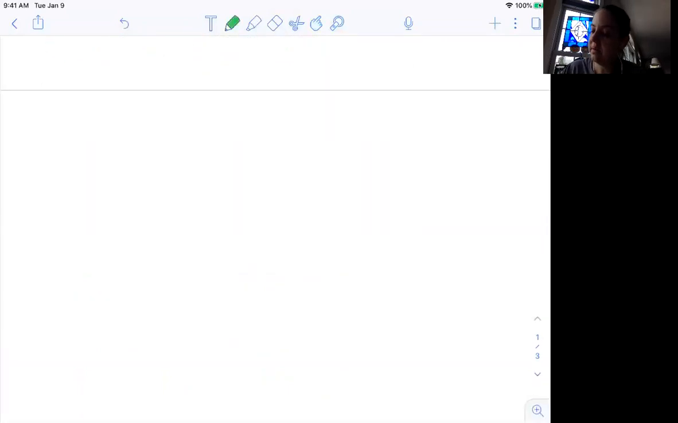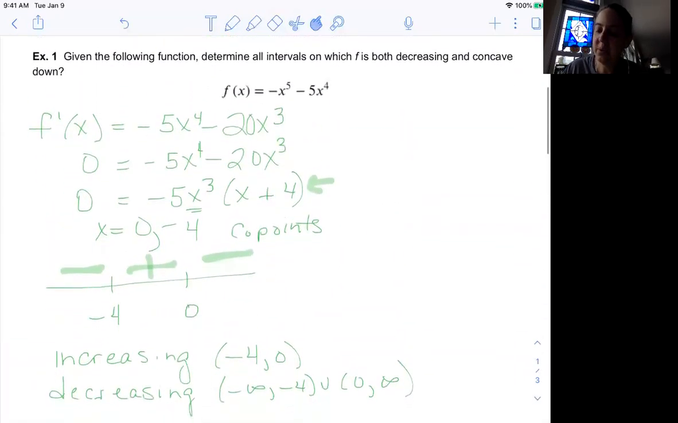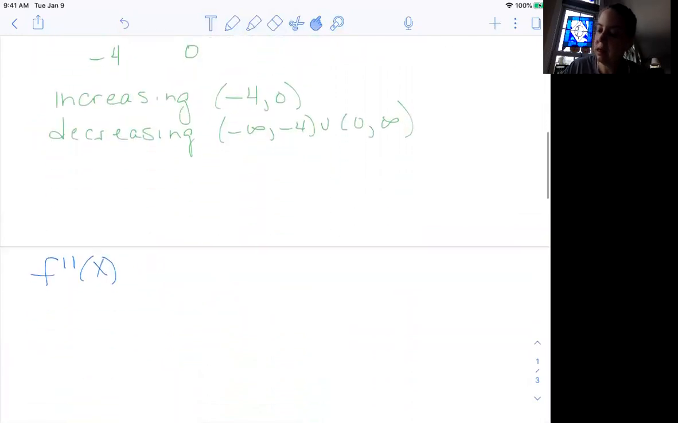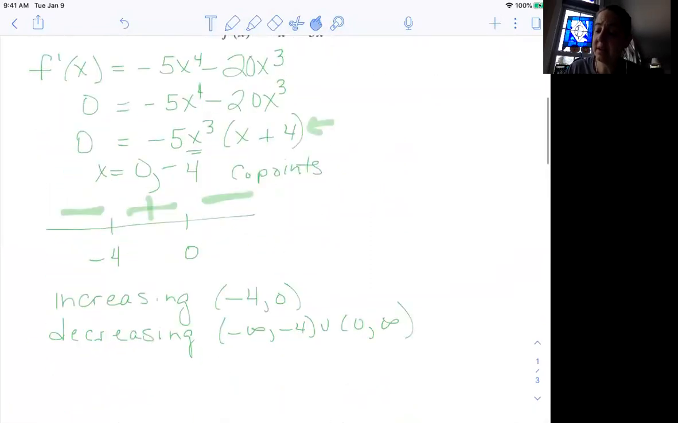Second derivative is going to be, let me go back and look, negative 20x to the third and then the derivative of the second piece is negative 60x squared.